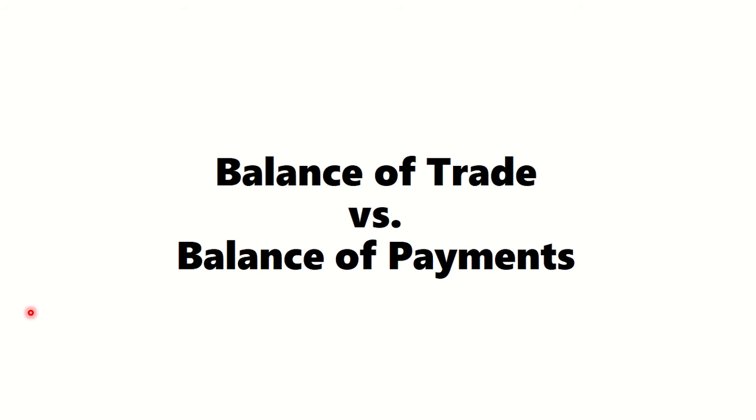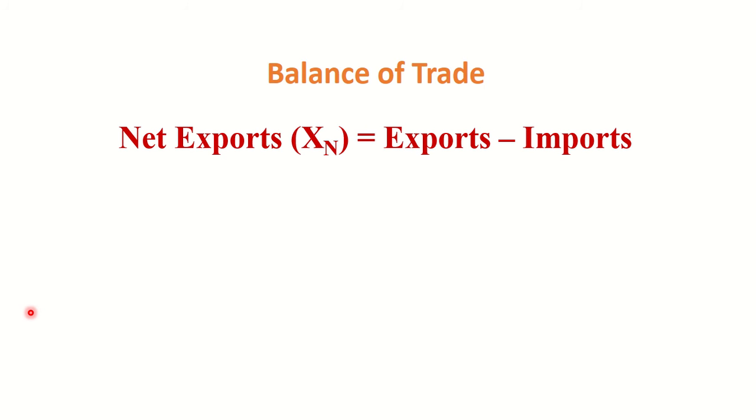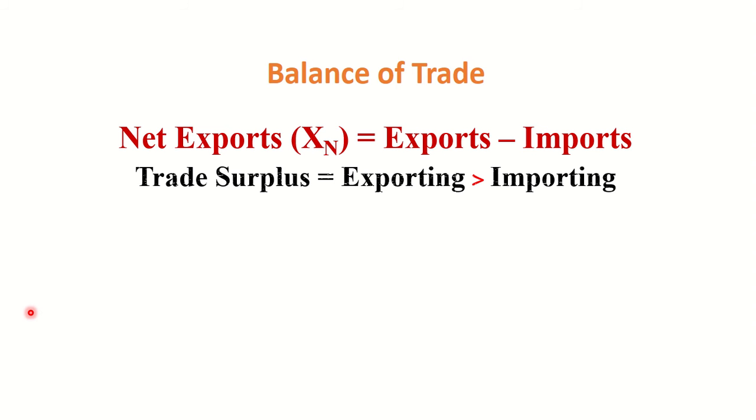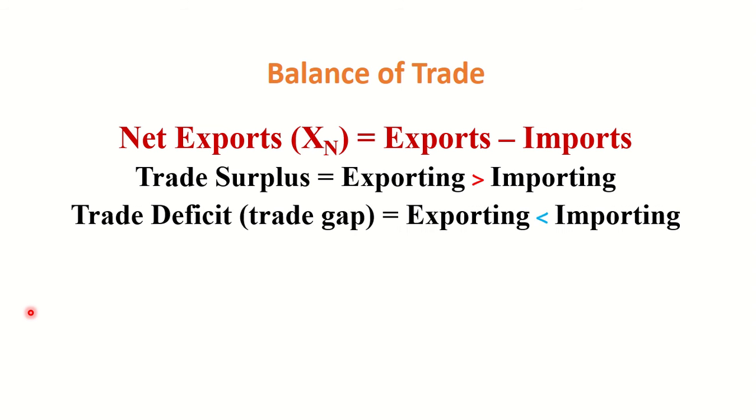All right, so let's look at balance of trade versus balance of payments. Balance of trade, when we look at it from the GDP perspective, is your exports minus your imports. A trade surplus is when your exports are greater than your imports. A trade deficit or a trade gap is when your imports are greater than your exports.